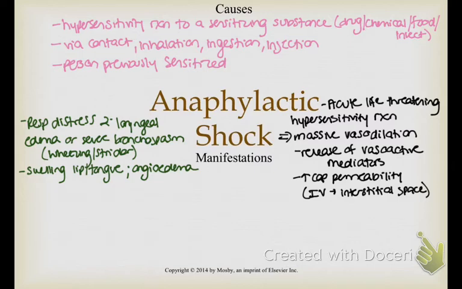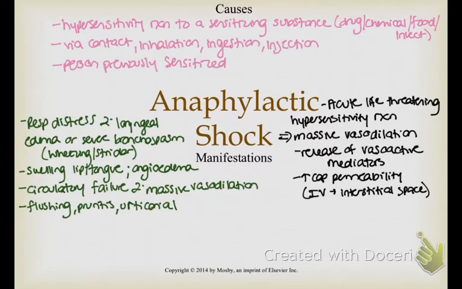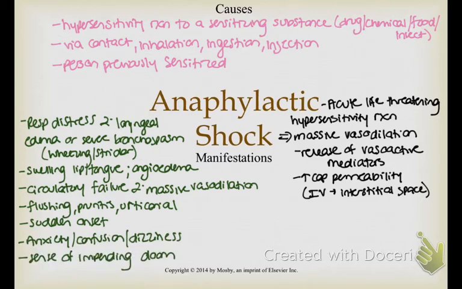So, yeah. All right. You get circulatory failure because you have that vasodilation. Sometimes they get a little flushing, itchiness, hives, but it's sudden. And they do get this sense of impending doom. They're scared. They feel like something is not right. I don't feel good. Like something bad is about to happen to me.